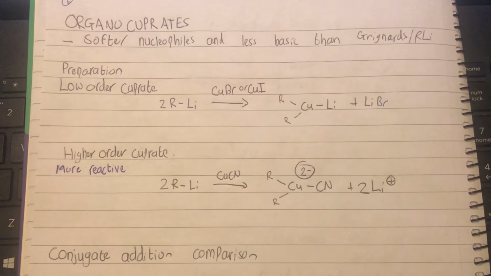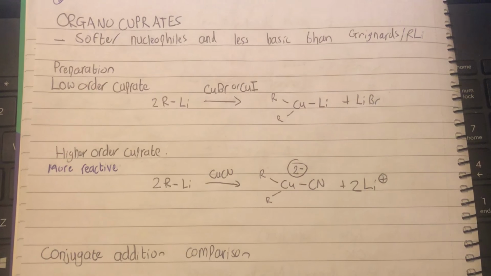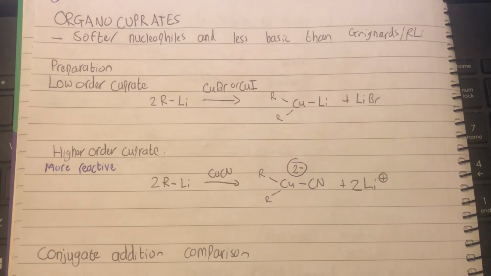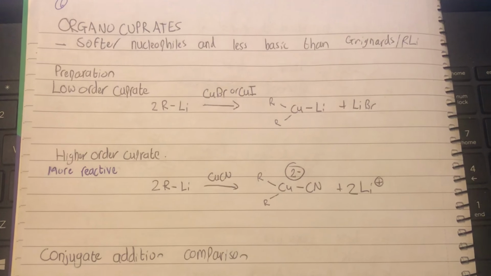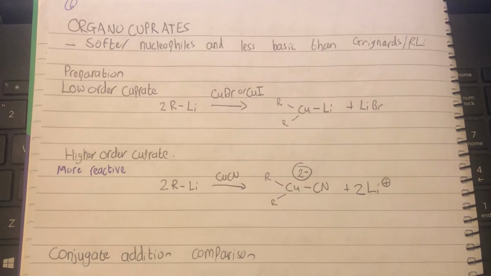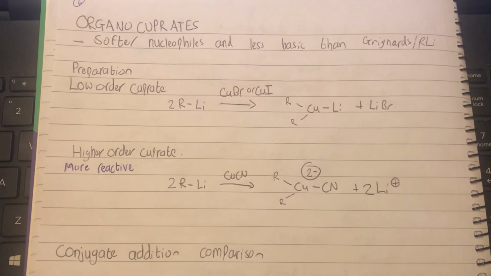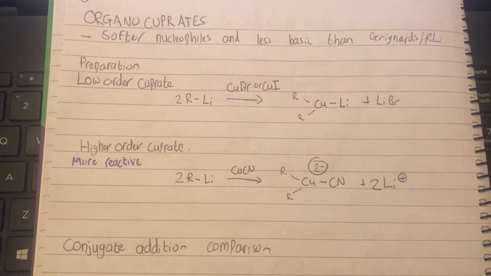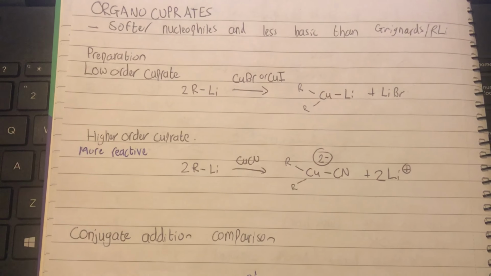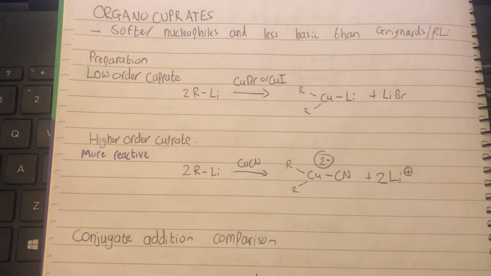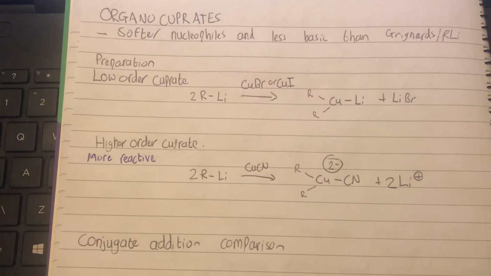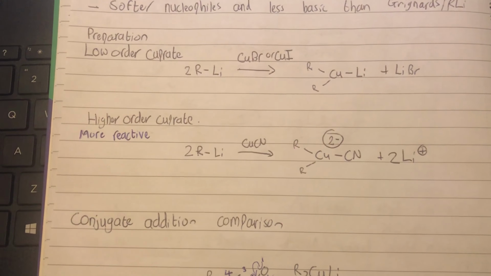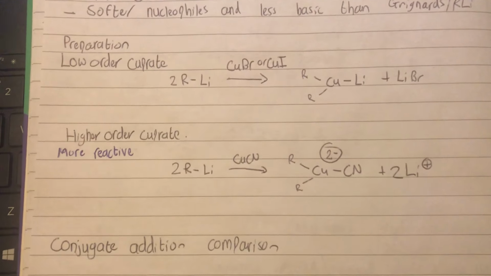Hi guys, Luke here, and I'm here to talk about organocuprates, which are effectively Grignard reagents/RLi groups as well. However, whilst the RLi/Grignard reagents are a lot harder nucleophiles, these are a little bit lower order, and you can form them like so.